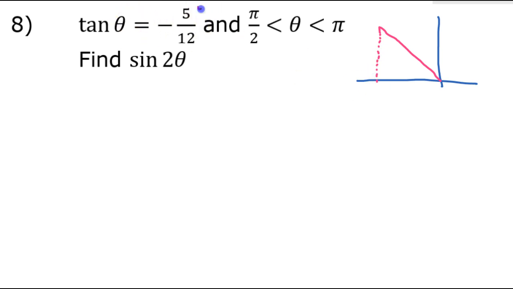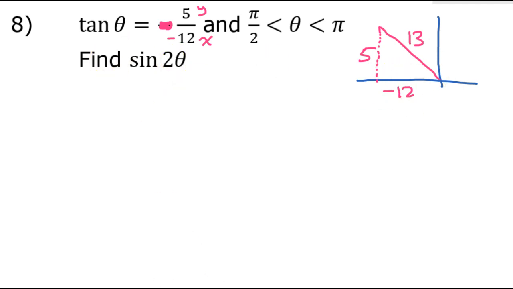Tangent is y over x. Now, where does the negative go? Let's see. In this quadrant, y is positive and x is negative. So this is really a negative 12 and a positive 5. Okay, so positive 5, negative 12. 5, 12, 13. I've memorized that one. So this is going to be 13 for the radius. The radius is always positive.